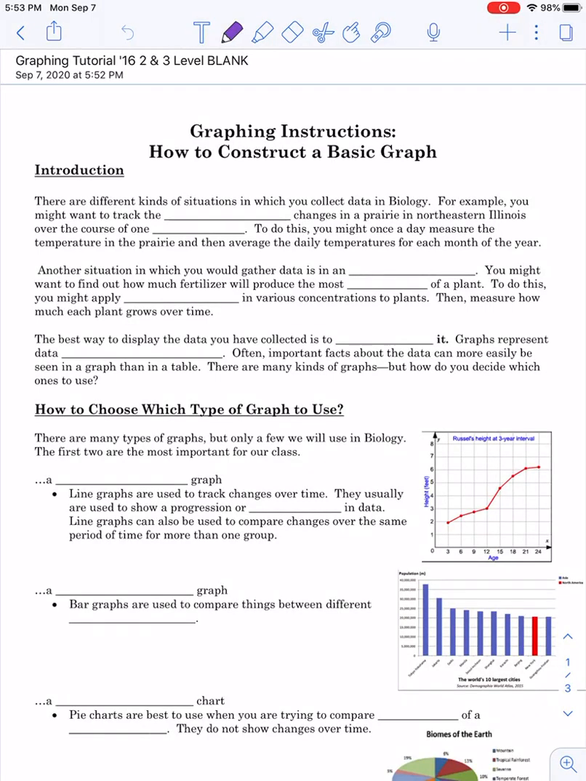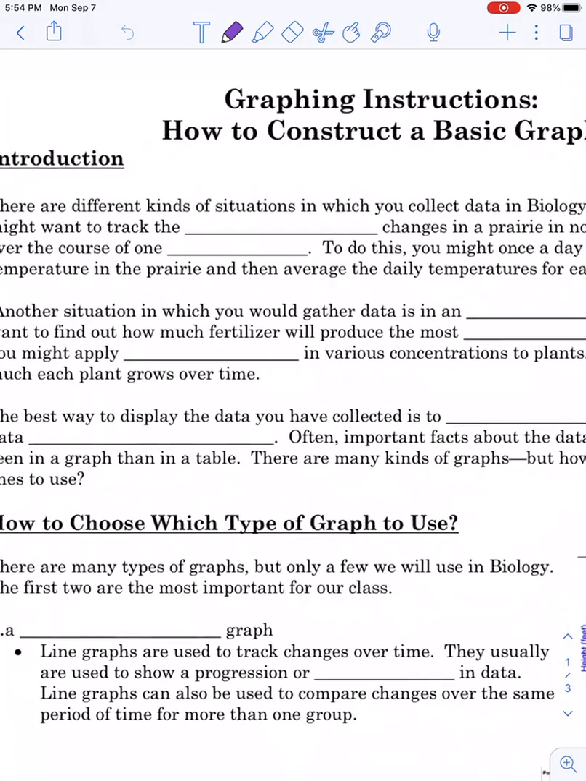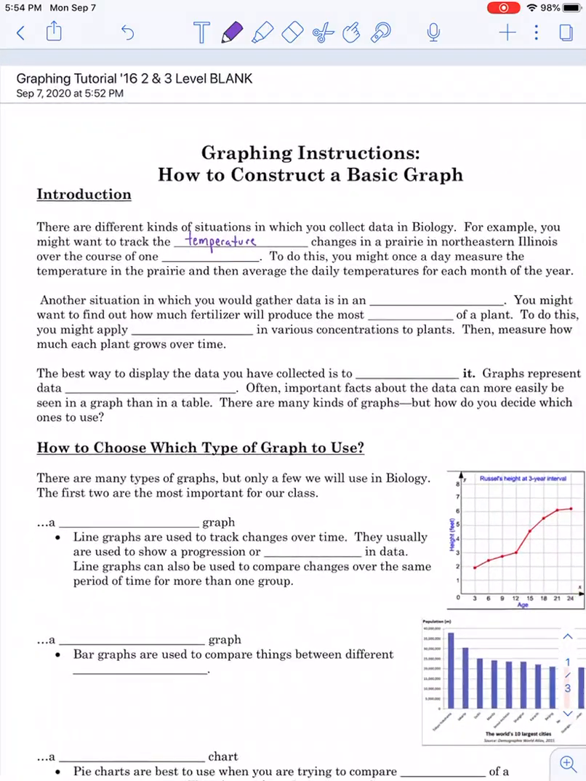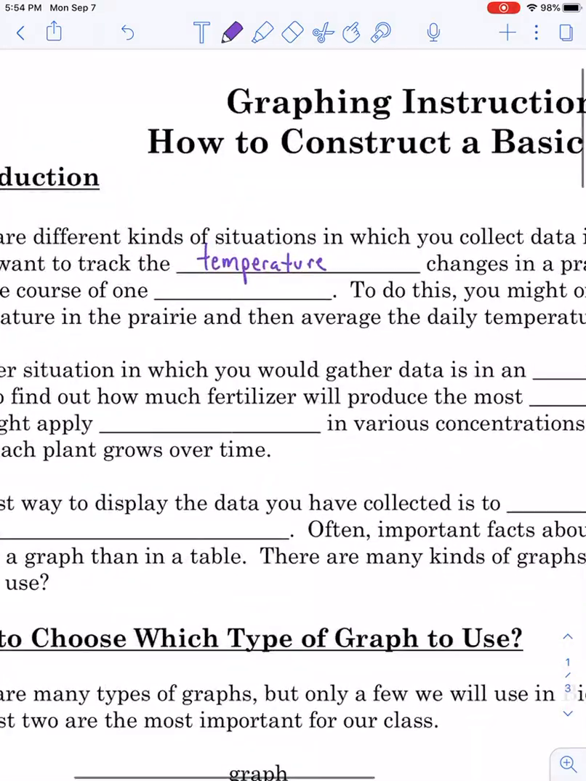These notes are an introduction on how to create graphs for your biology class. To start, there are different kinds of situations in which you would be collecting data in biology, and eventually you might be presenting this data in a graph. Going back to the data collection, perhaps you might be tracking temperature changes in a prairie in Illinois over the course of 1 year.